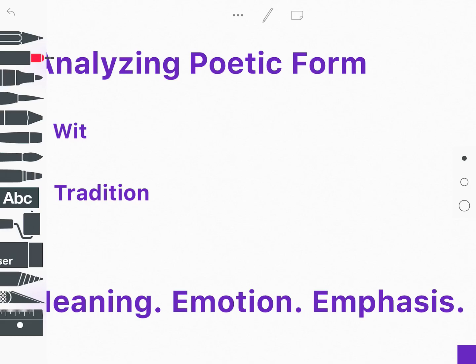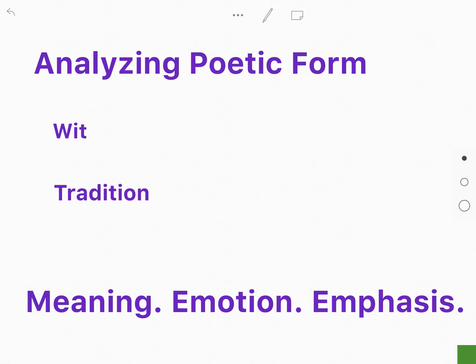Now, the next thing to talk about after you've looked up those poetic forms, I hope, is how do you analyze a poetic form, because you can't really just write an analysis saying this is a sonnet. That's just an identification, not an analysis. Remember, analysis is asking why did the poet choose to use a sonnet.